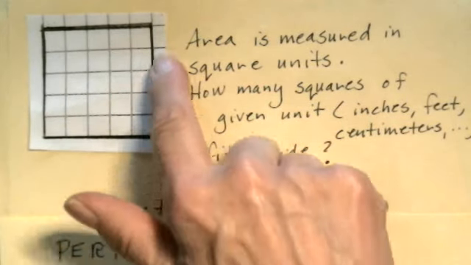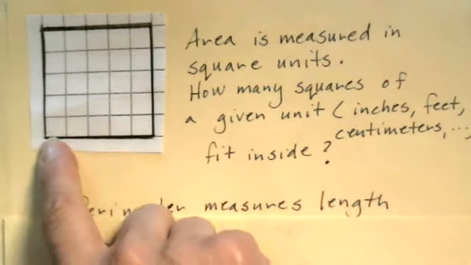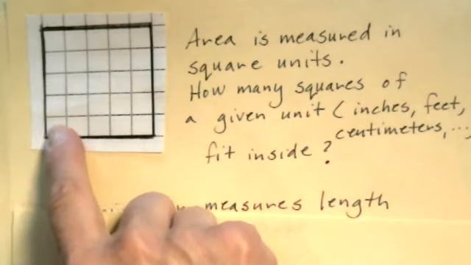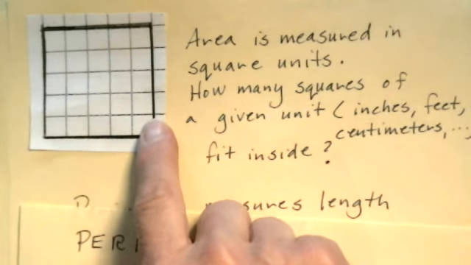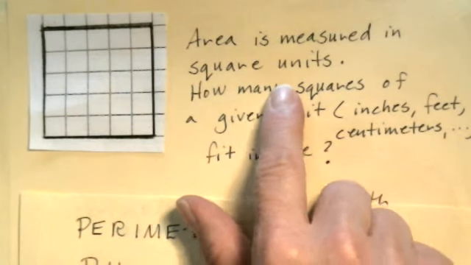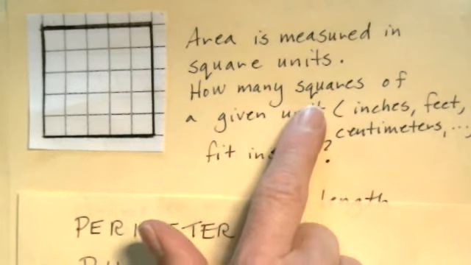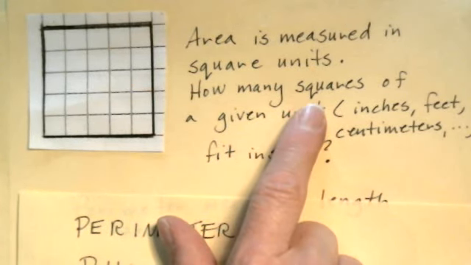So for the fence, we would use a perimeter to find out how much fencing we would need, and it's only going to have one dimension. It's going to have length. Area has two dimensions, length and width. That's why we have to say square units. Okay, a square has two dimensions.